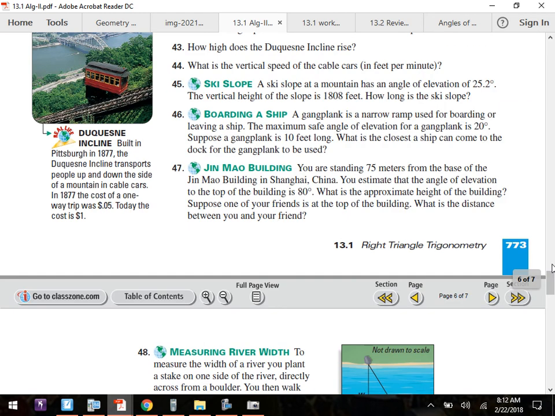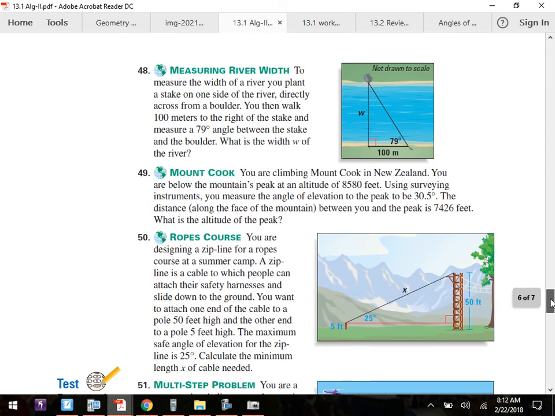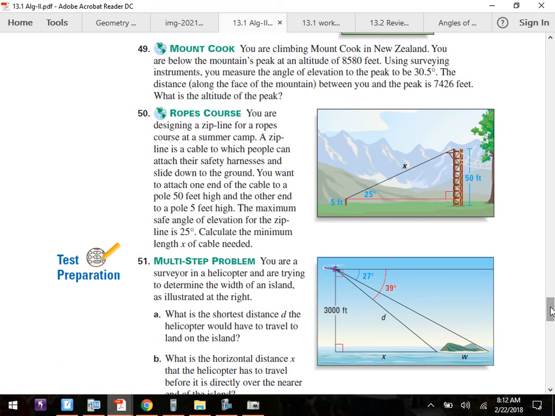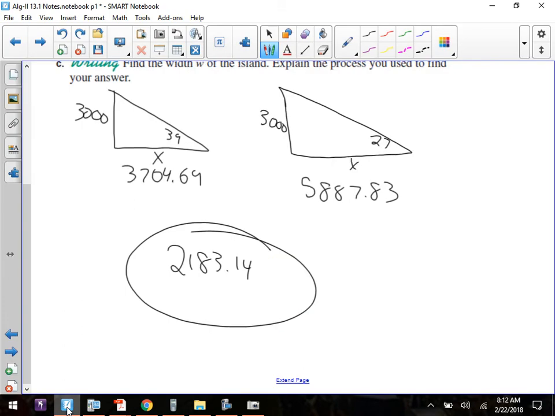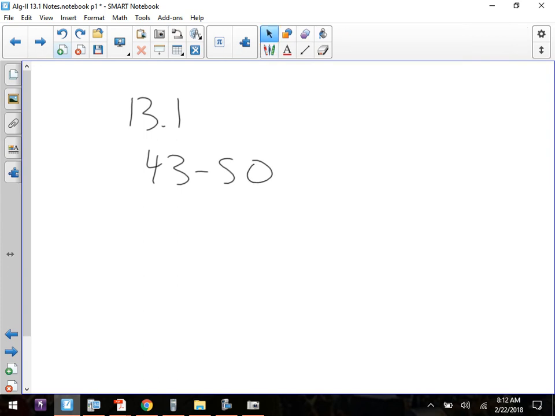What number is this? 43. On the 13.1 PDF. Do the elevation depression problems 43 through 50. Yeah. I just didn't want to try and cram all that into one day. We could have, but there's no reason.